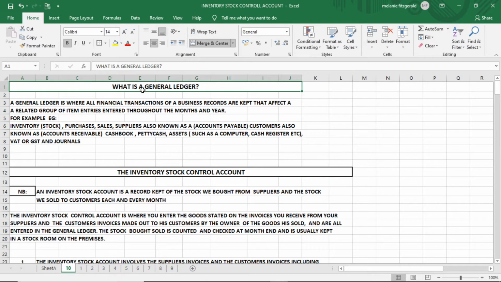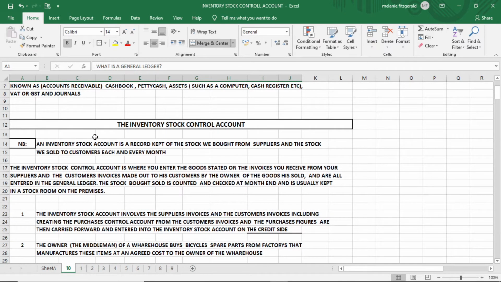Okay, so let's start at the top. What is a general ledger? A general ledger is where all financial transactions of a business are recorded and kept that affect a related group of item entries entered throughout the months and the year. For example, inventory stock, purchases, sales, suppliers, also known as accounts payable, customers, also known as accounts receivable, cash book, petty cash, assets such as computers, cash registers, etc., VAT or GST, and journals.